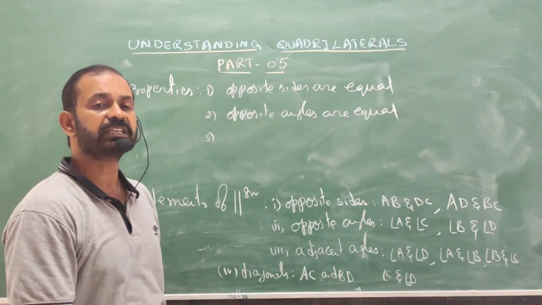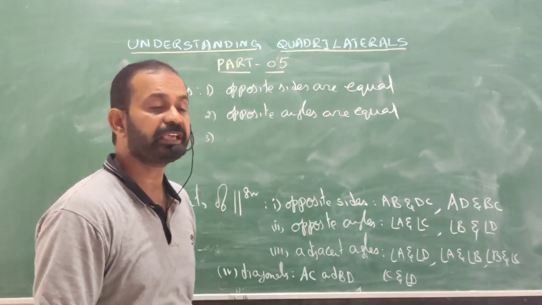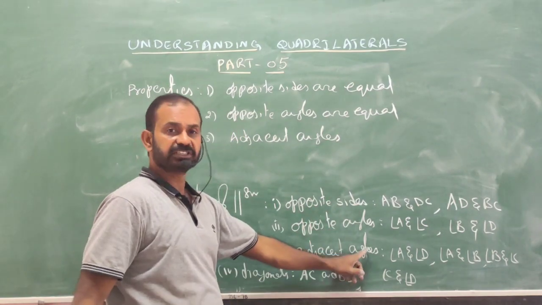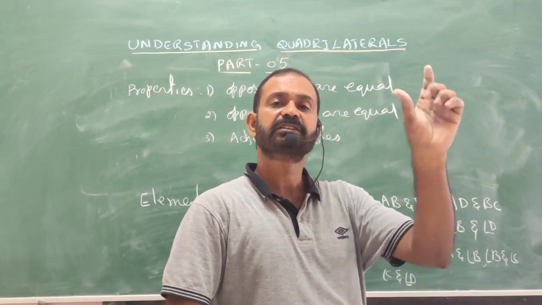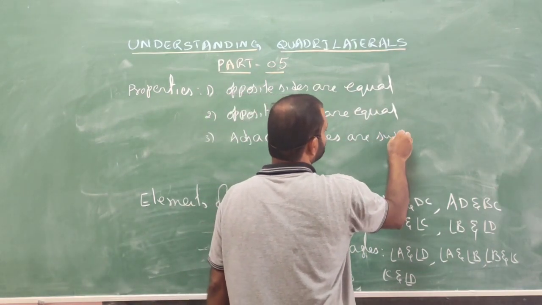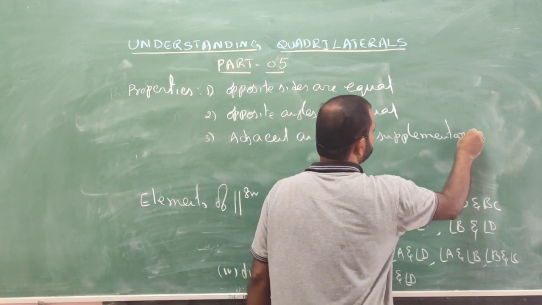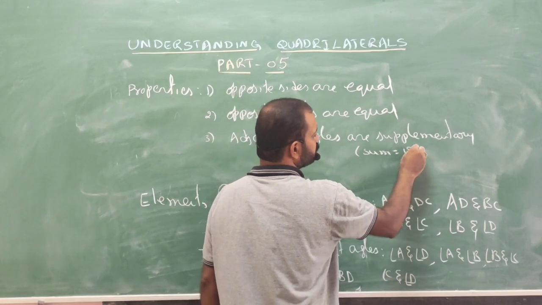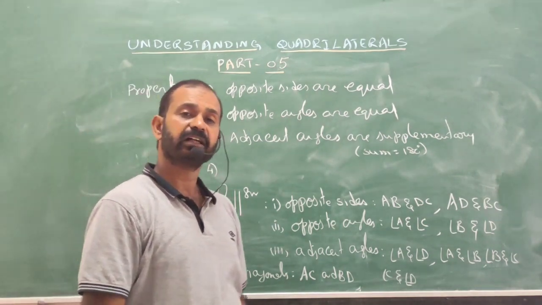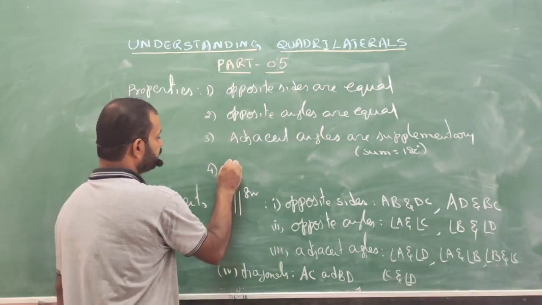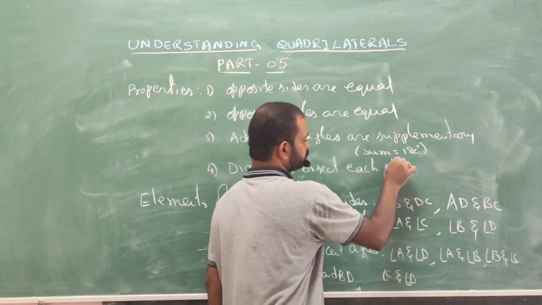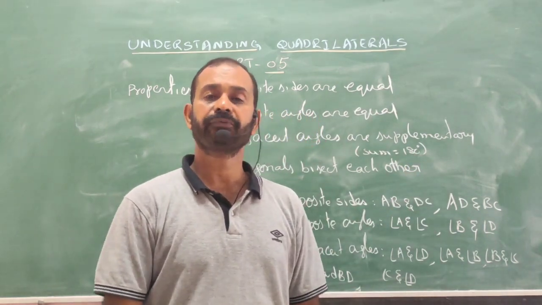Next, the third one is, adjacent angles are always supplementary. So adjacent angles are supplementary, which means the sum of adjacent angles will always be 180 degrees. Next, the fourth property is diagonals bisect each other. So these are the properties of a parallelogram.